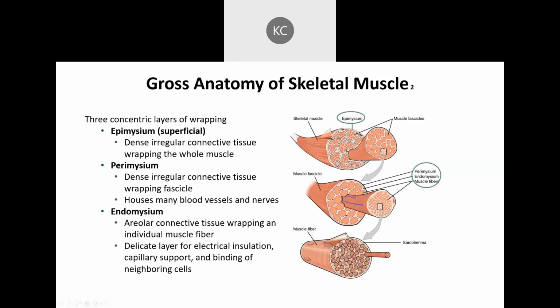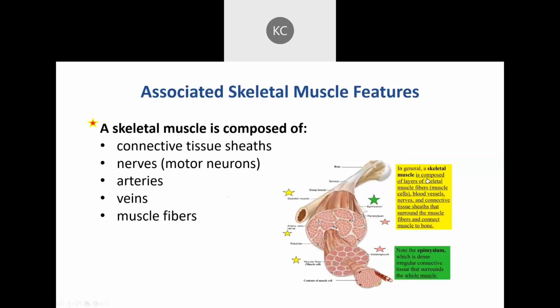But the sarcolemma and the endomysium, those are different, okay? They're not the same thing, all right? And we'll go into more detail about the sarcolemma in a little while, okay?